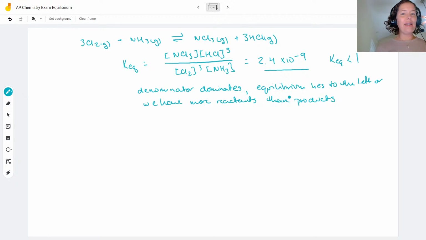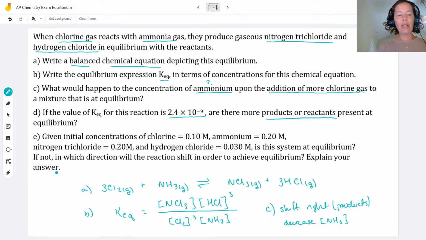Okay. So that is, I think that was part D. So let's go ahead and go on to part E here. So here's where we're going to get into a little more calculation. So given initial concentrations, so we have initial concentrations of everything here. We want to know if the system is at equilibrium. Okay, so if you're not sure if the system is at equilibrium, it means you have to run a test, which means you have to calculate Q. And once you know Q, then you can determine if you're at equilibrium, and if you're not, you know which way you're going to shift.